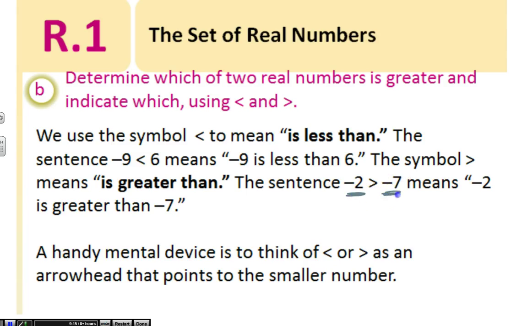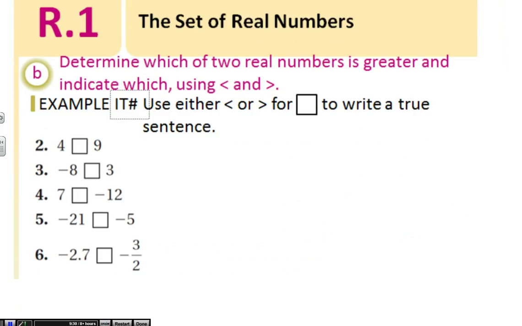So greater than, -2, be careful when you're talking about negative numbers. -2 is greater than -7. If you look at a number line, -2 is further to the right of -7. So numbers over here are greater, where these numbers over here off to the left are less. So be careful. Things are opposite on the negative side. So we could try a couple examples. 4 is less than 9, so I'll go less than. -8 is less than 7. -21 is less than, and -2.7.